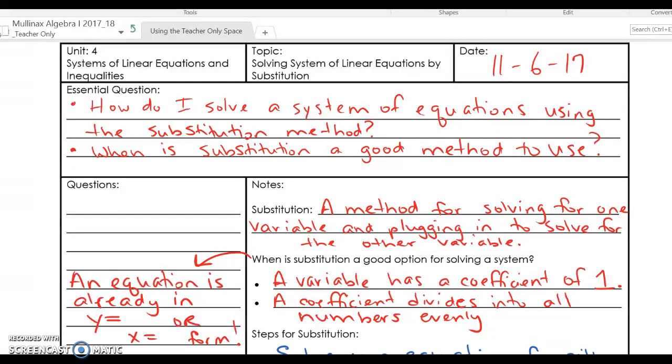Remember, a system is when you're given two equations and you're looking for the point of intersection, if there is a single point of intersection, an XY ordered pair where they meet. So we started off by looking at that graphically, and that is an inefficient method to solve a system, and it's time consuming. So today we're going to look at a better method called substitution. One of the key points today is knowing when substitution is a good method, and obviously how you use substitution to solve a system of equations.